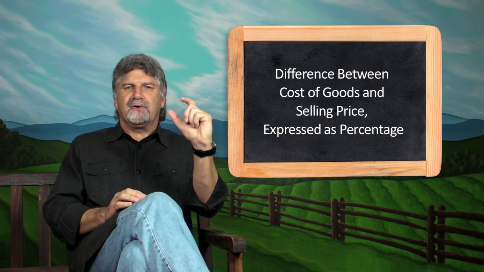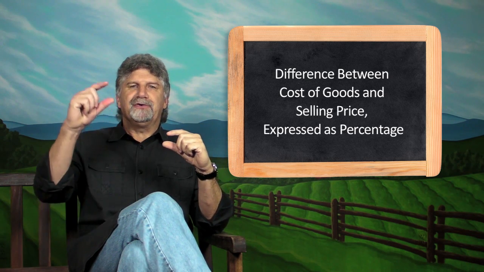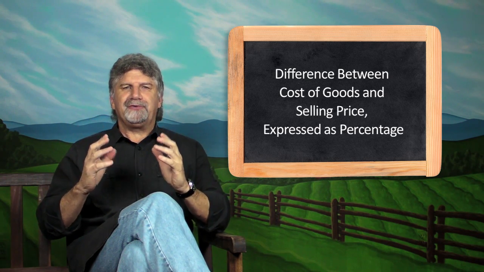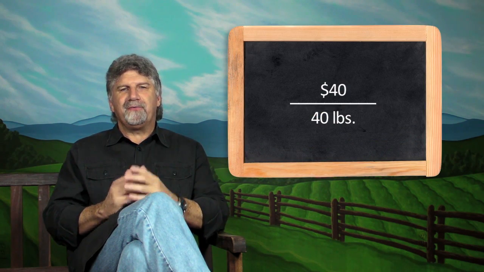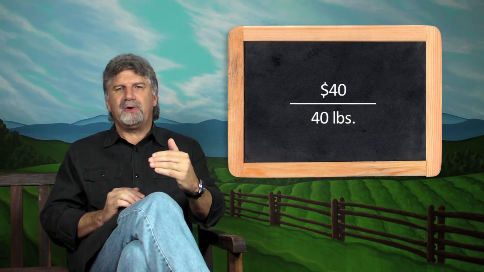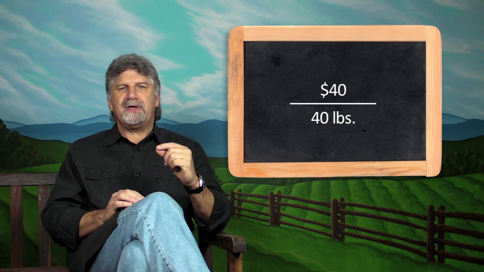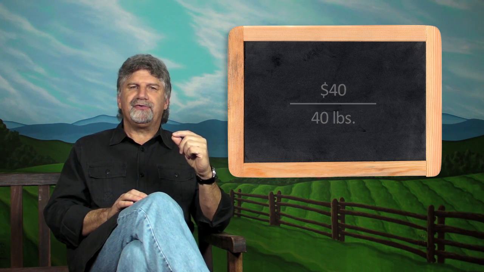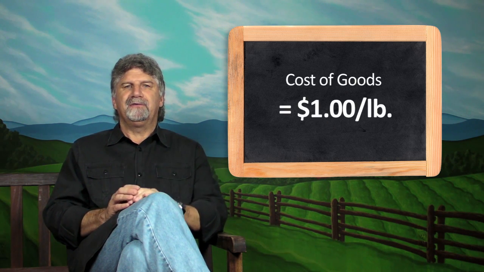As a concept, margin is relatively easy to understand. Margin is the difference between your cost of goods and your selling price expressed as a percentage. So, for example, if we bought a 40-pound box of apples and we paid $40 for it, we know that our baseline cost of goods is $1 per pound. And that's always the starting point for pricing, is finding our cost of goods.